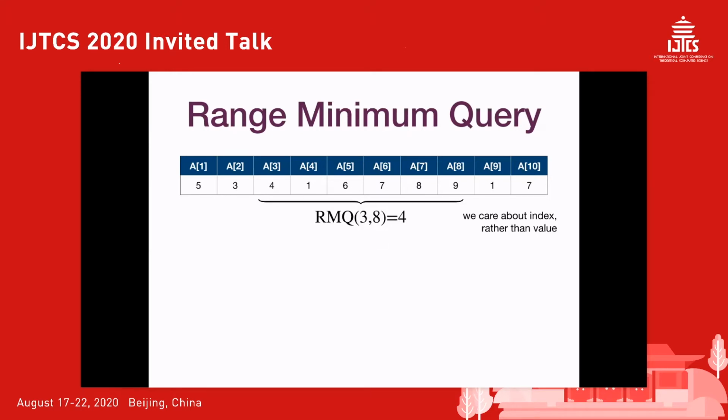However, in this work, we study a variant of RMQ, which asks for the index of the minimum. In this case, the answer for query RMQ of 3 and 8 is 4 rather than 1.